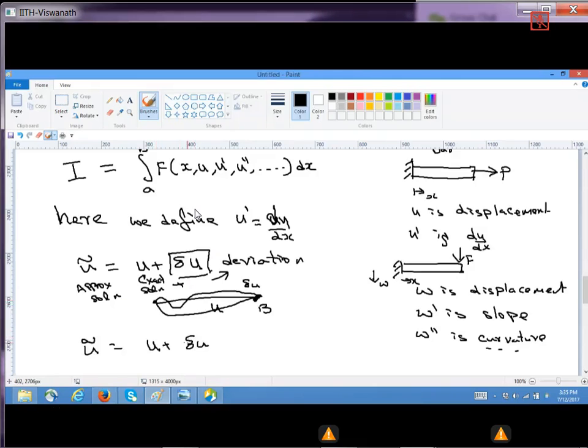Now you see that u tilde can only be an approximate solution if there is no deviation at point A and point B, because they have to start from the same starting point and end at the same. Anywhere in between you can have a deviation, but not at point A and not at point B. Otherwise it is not the solution of your problem.